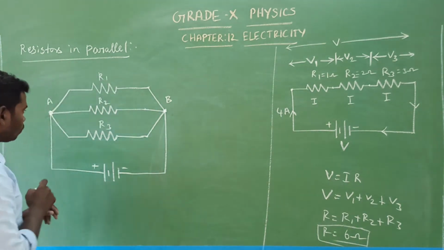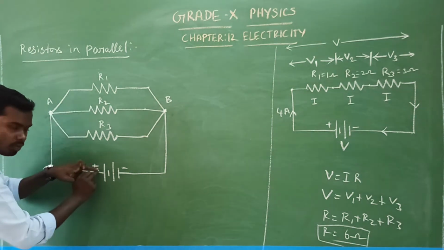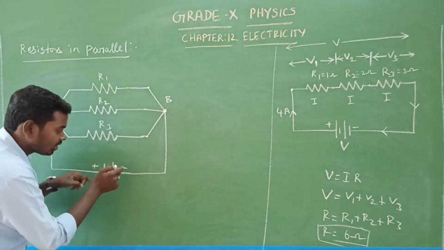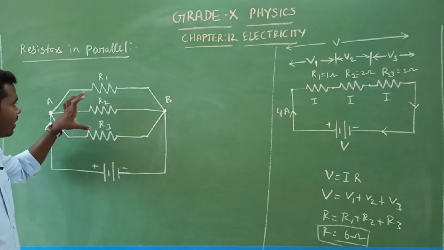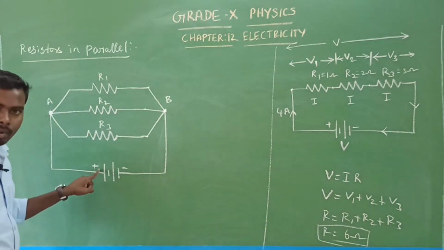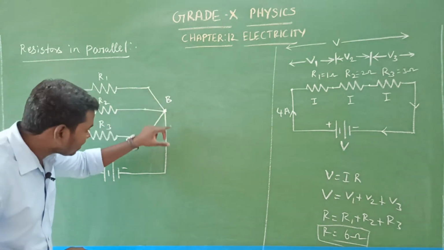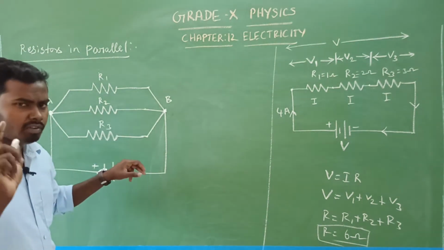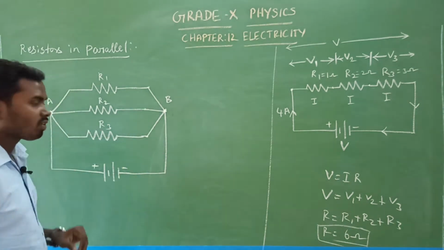Okay, students? Yes. Look at here. One end of all the resistors are connected to the positive terminal of the battery, as well as the other end of all the resistors are connected to the negative terminal of the battery. Here, one end of all the resistors is directly connected to the positive terminal of the battery. Similarly, the other end of all the resistors are directly connected to the negative terminal of the battery. Am I right? Directly, note this point, very, very important point. Directly connected to the negative terminal as well as the positive terminal of the battery.